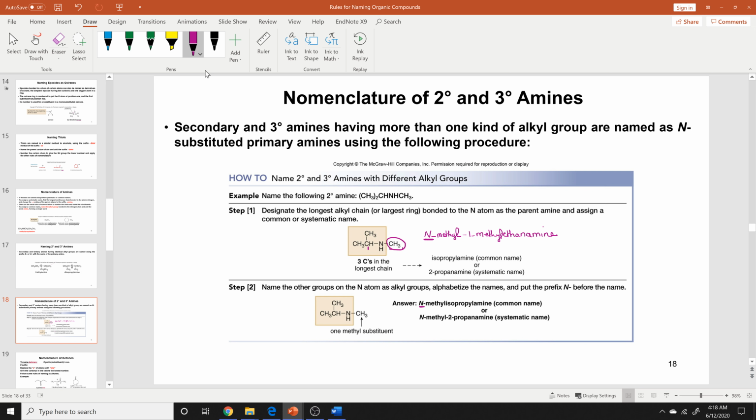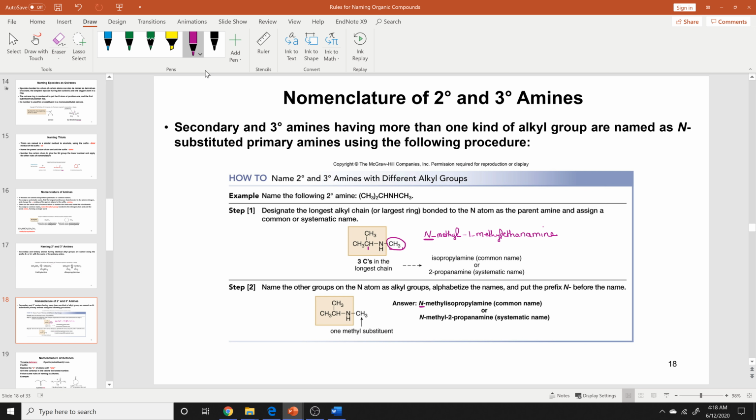This is how you name this compound. There's another way of how to name this compound. So it's going to be N-methyl, and it's going to be 2-propanamine. Let me see how. You can do 1-methylethaneamine. This is one way of doing it.